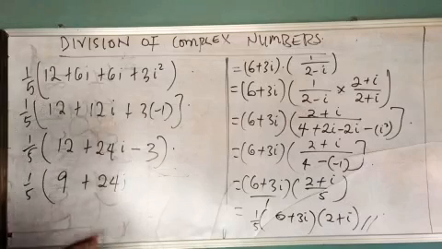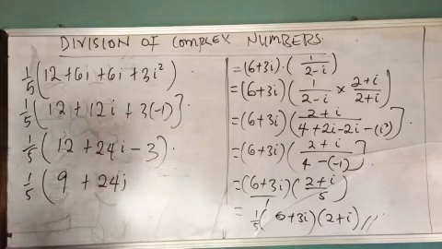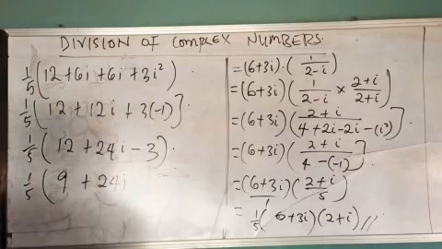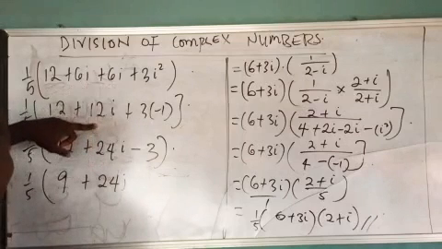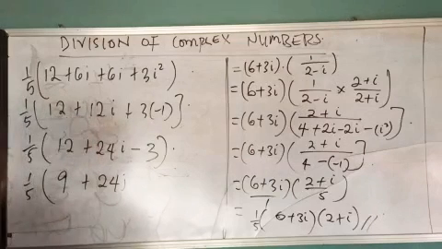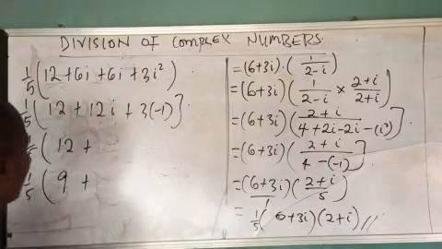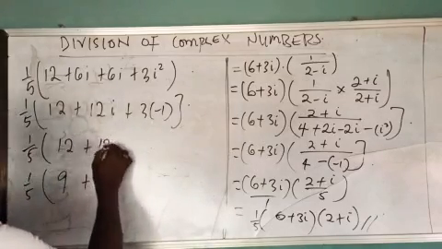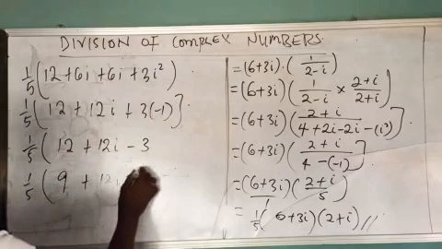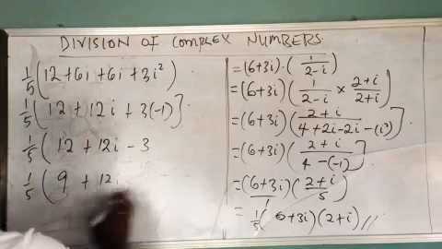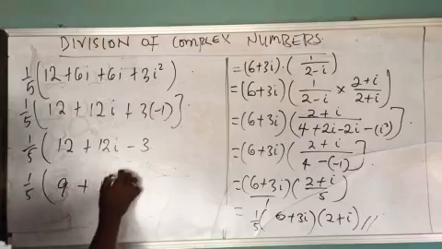Plus 24i. Where do you see 24? I don't understand. It shouldn't be 24. We have 6i plus 6i, that is 12i. If this one is 12i, I don't know where I'm seeing the 24i. Sorry for that. So this one will be 12i minus 3. So from here, 12 minus 3 gives us 9 plus 12i.